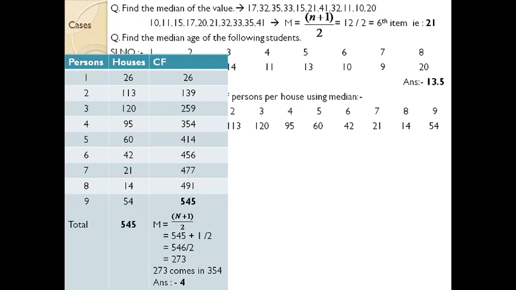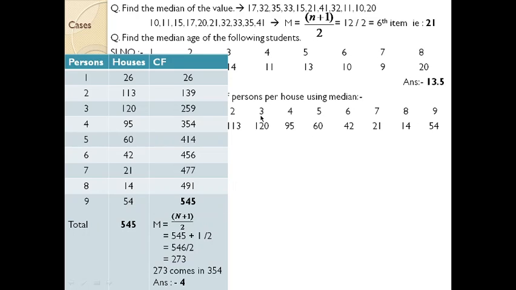It is sure that 354 is a bigger value and 273 can easily come under 354. So this is the CF value, and now you have to make sure what is the number that is present in that particular row. You can see that 354, this row corresponds to the point where the number of persons is 4. So the answer to this particular question is 4.